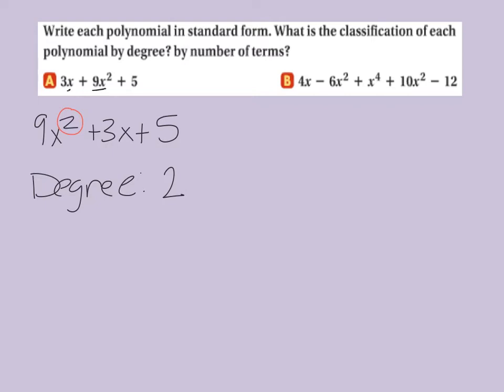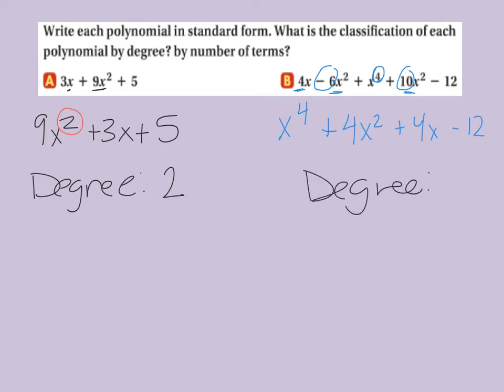So the second one, my highest degree here, if I look, is this 4. So I'm going to have x to the 4th first. And then you go down in terms. Now the next one I have is squared. However, there's 2 squared terms, so I'm going to combine like terms. This would be plus 4x squared, because negative 6 plus 10 gives me 4. And then I have a 4x, so I have plus 4x, and then minus 12. This right here would have a degree of 4.